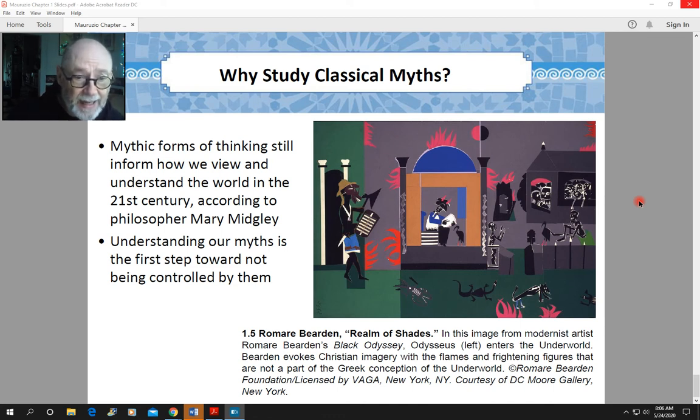So here we have a work by Romare Bearden, who was primarily a collagist. This is a collage. And here we've got Odysseus entering the underworld. So this is different, really, than the Odyssey, but he's looking a lot at African and Caribbean ways of looking at things and incorporating that with the story of the Odyssey in this series of collages that he did. But you've got Odysseus coming in to the underworld, and there are figures here that are not part of the Greek tradition. They are sort of tied to African and Caribbean death and the underworld.